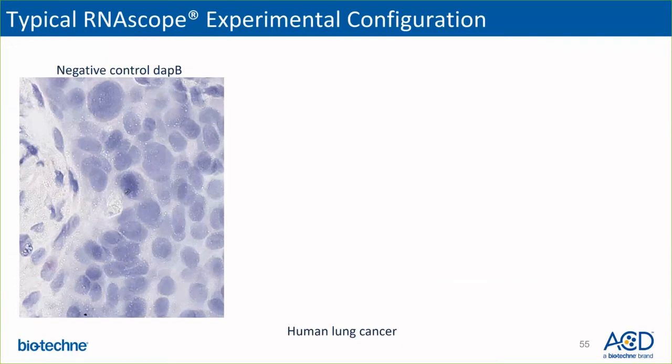ACD provides guidelines on how tissues should be fixed for optimal performance of the RNAscope assay. Here are serial sections from a human lung cancer sample on which we performed the manual chromogenic red assay. On the left is the section stained with the negative control probe DapB, which is a bacterial gene that is not expressed in most tissues. As observed in this sample, there should not be any signal from DapB. Next, let's look at the panel in the center.